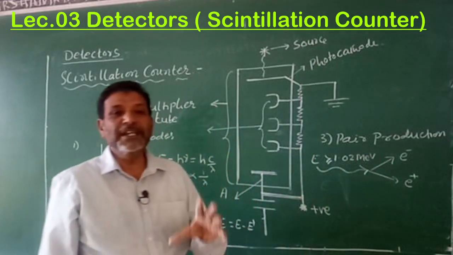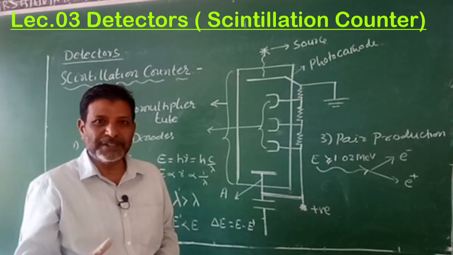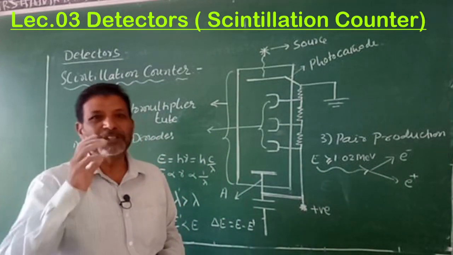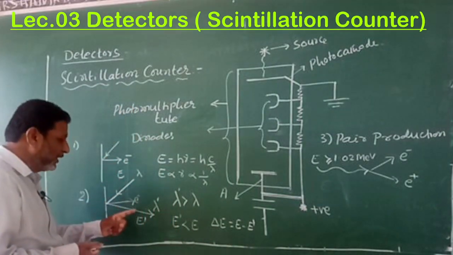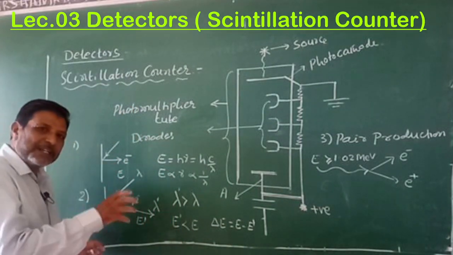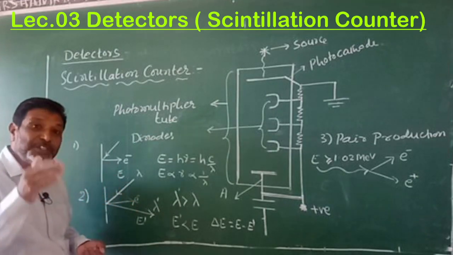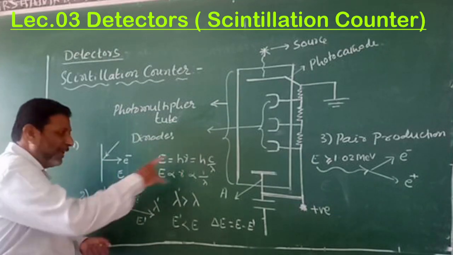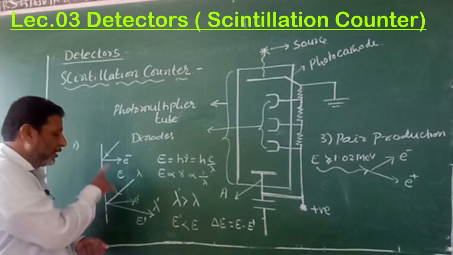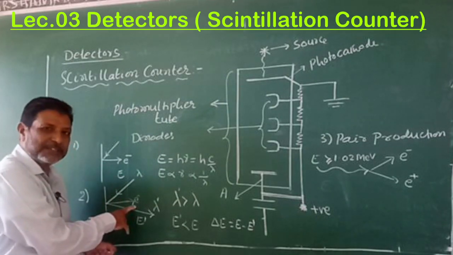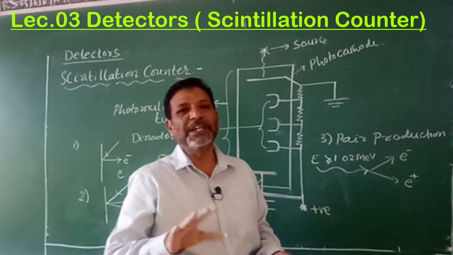Whether it is the photoelectric effect, the Compton effect, or pair production, some of the energy of the radiation is used in the removal of the electron. In the photoelectric effect, an electron is released. In the Compton effect, an electron is released. And in pair production also, an electron is released.